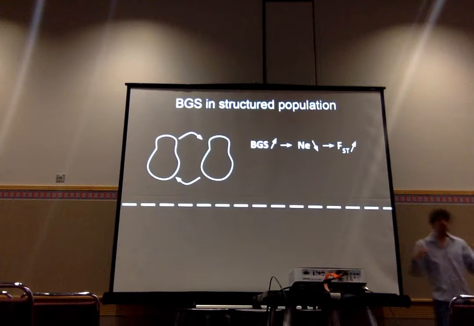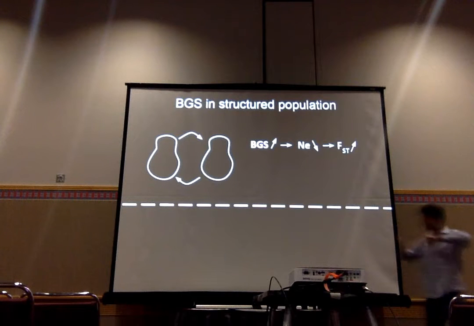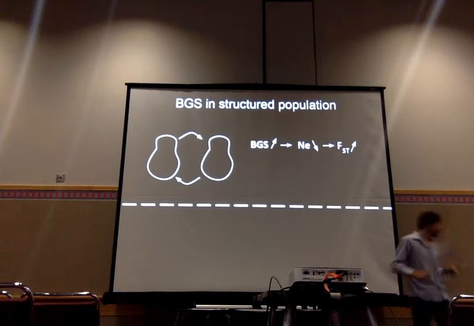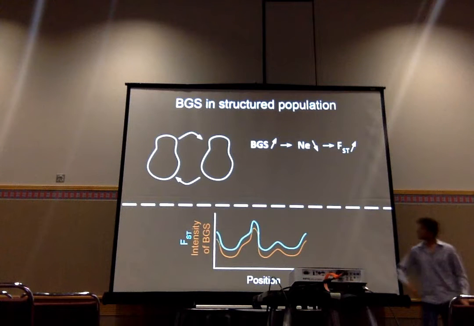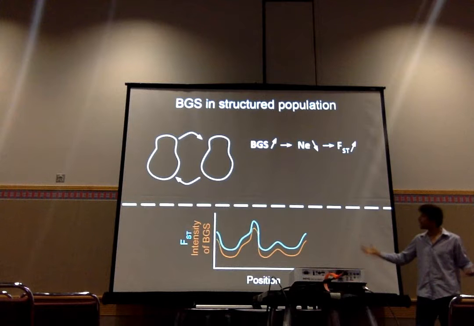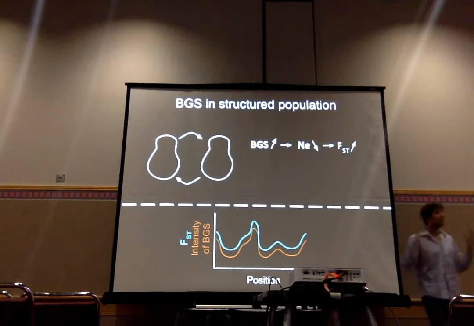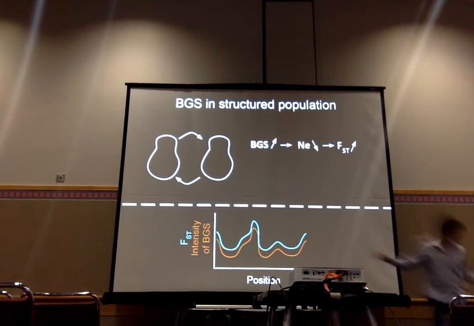Now, thinking about that in structured populations, as background selection causes low Ne, it would also cause high FST, because these two things are inversely related. Okay, so that means that if we have variation in the intensity of background selection throughout the genome, we would expect to also have variation in FST throughout the genome, and that's the issue I want to talk about.